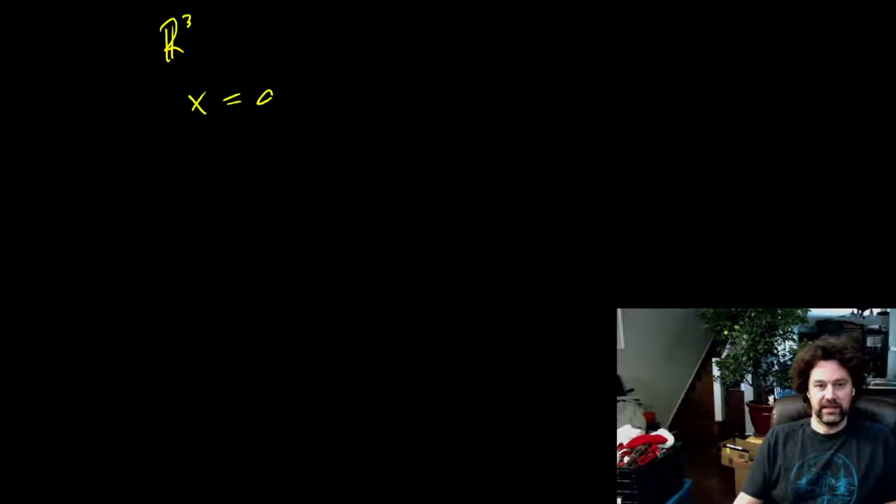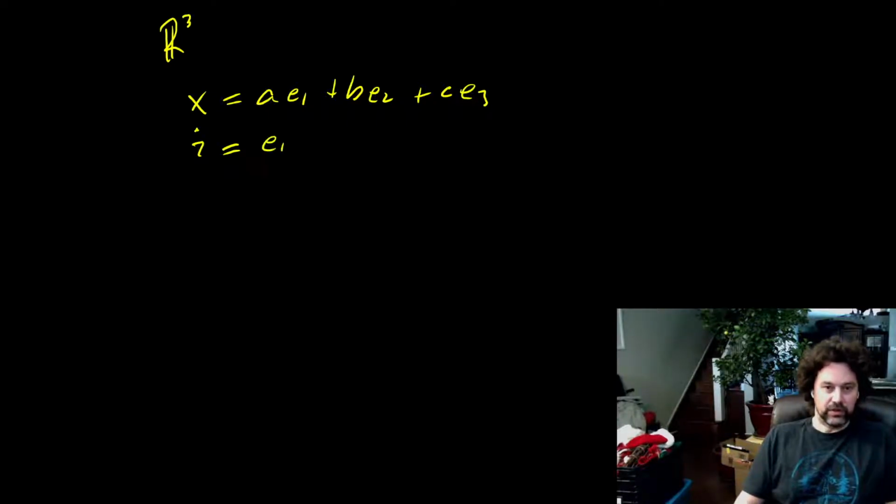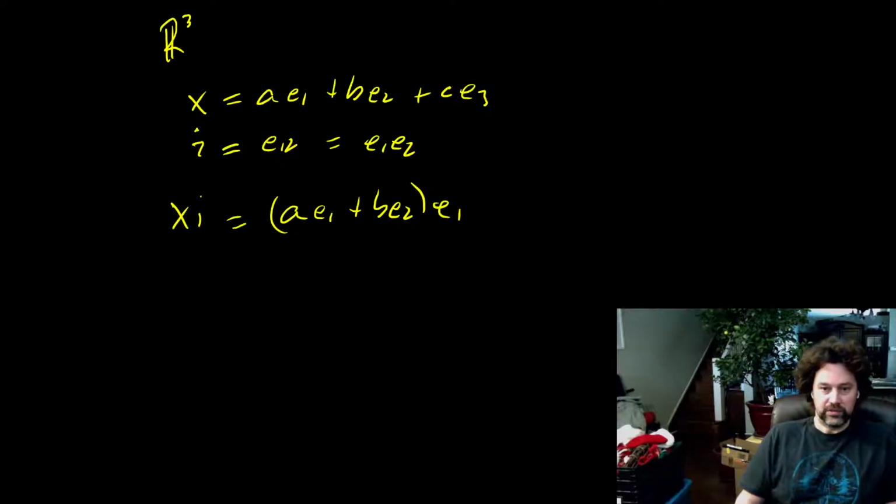So let's take A E1 plus B E2 plus C E3. And now let's multiply. I won't bother with left and right multiplication. I'll just do right multiplication in this case. Let's multiply by the pseudoscalar for the xy plane, which is E1 2, or E1 times E2. So xi in this case is A E1 plus B E2 times E1 E2 plus C E3 E1 E2.